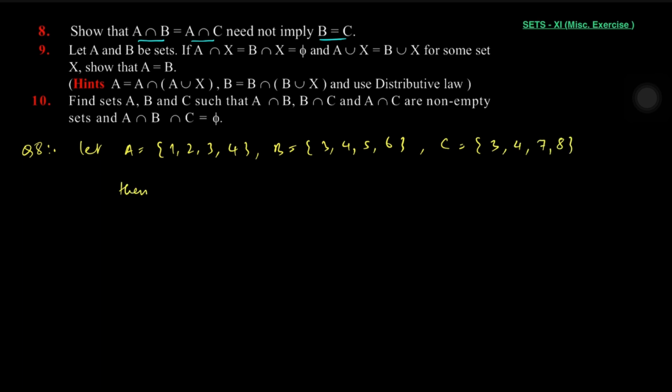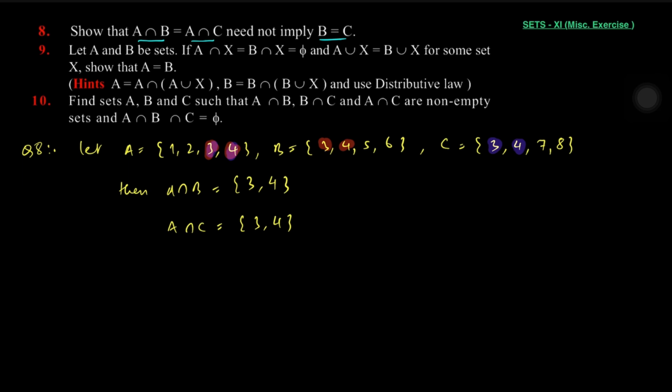Then what is A intersection B? Here the common elements of A and B will be taken. So the common elements are 3 and 4. So this set will have elements 3 and 4. And what is A intersection C? Here again we'll be taking the common elements of A and C. The common elements of A and C are 3 and 4. So this set will also contain elements 3 and 4.